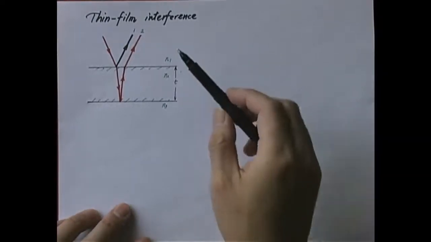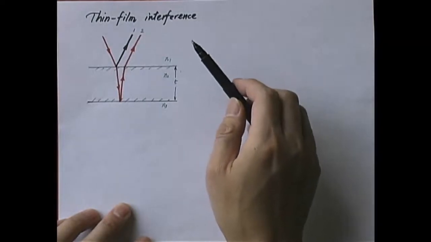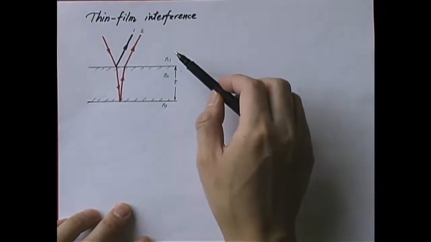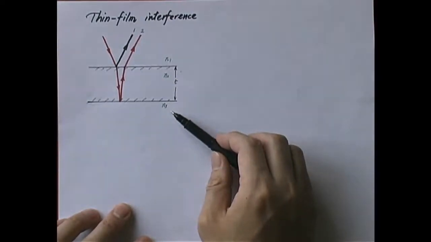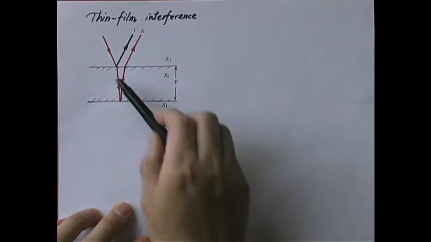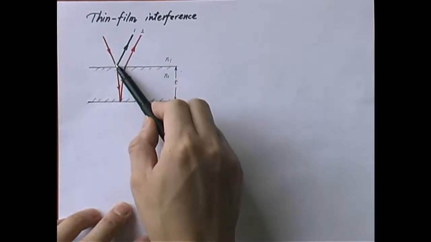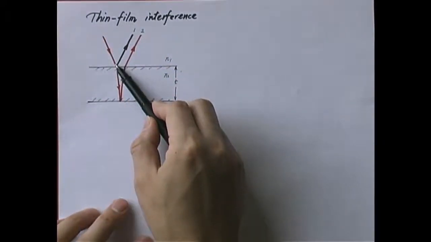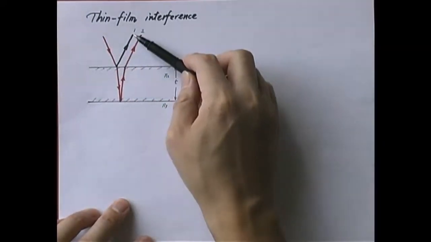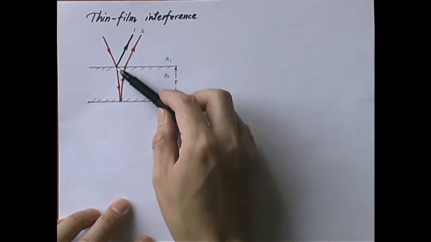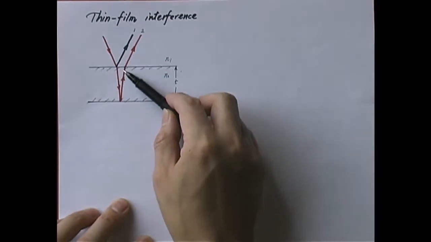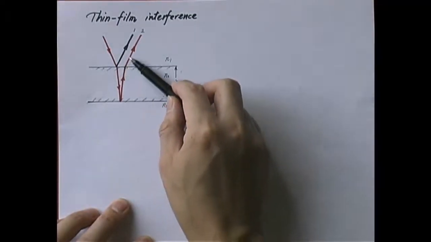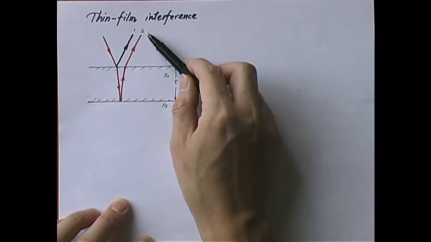Now, suppose we have three materials with indexes of refraction of n1, n2, and n3, respectively. Okay, an incident beam of light comes in, and part of the light gets reflected directly. That's path 1. Another part of light gets into the film, bounces off this surface, and it comes out again. This is called path 2.